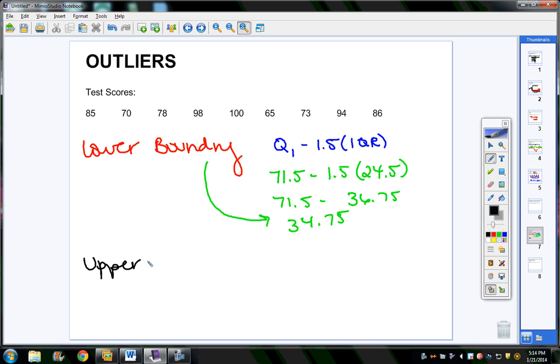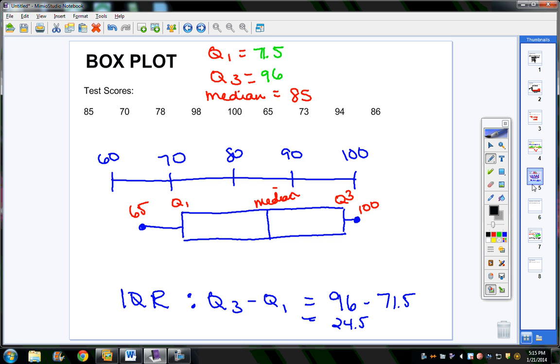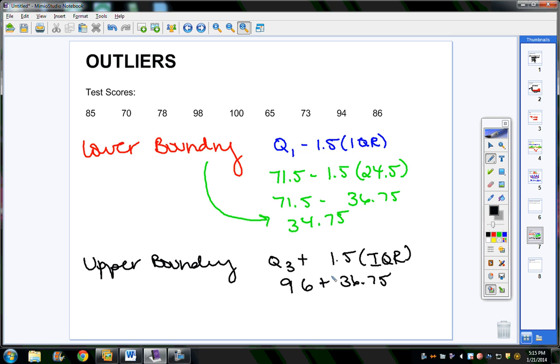The upper boundary is quartile 3 plus 1.5 times the interquartile range. Well, we already said 1.5 times the interquartile range is 36.75. Quartile 3 is 96. So it's going to be 96 plus this. So it's 96 plus 36.75. And that is a whopping 132.75.